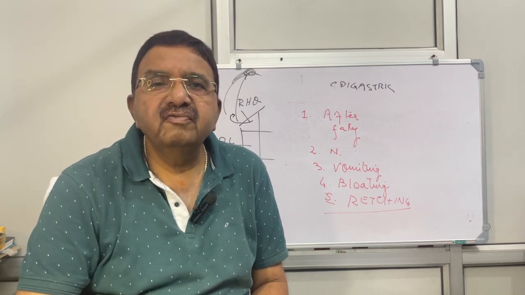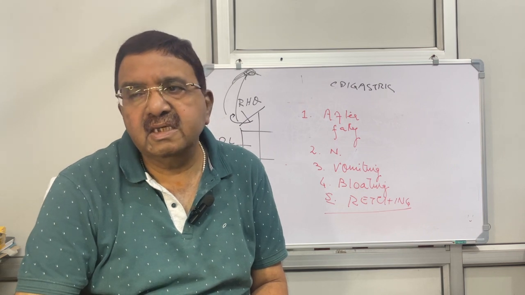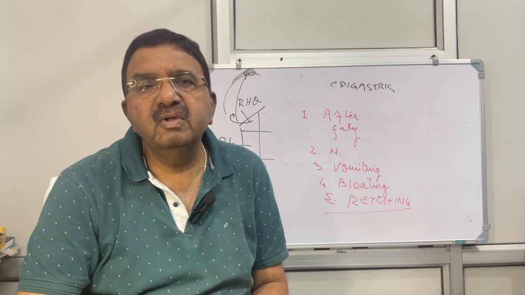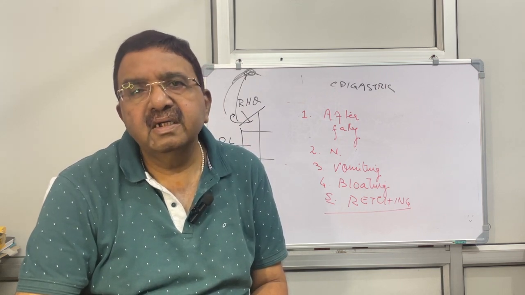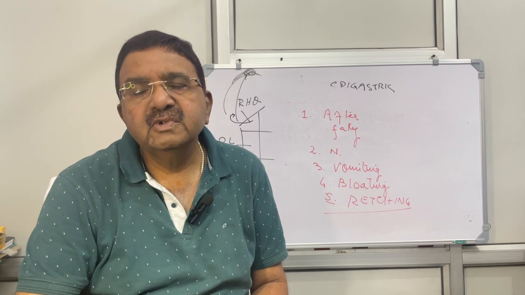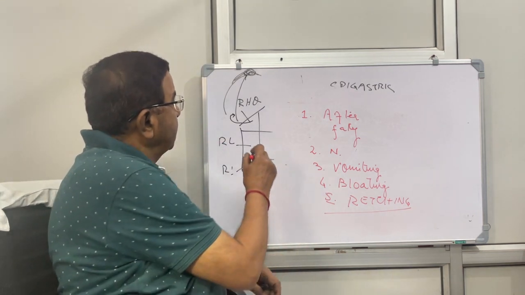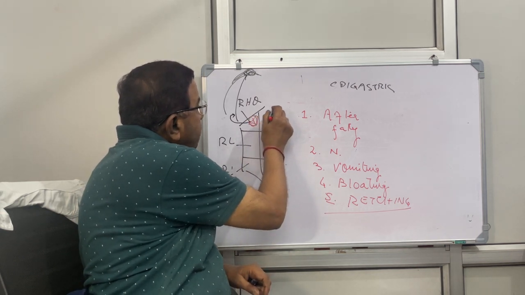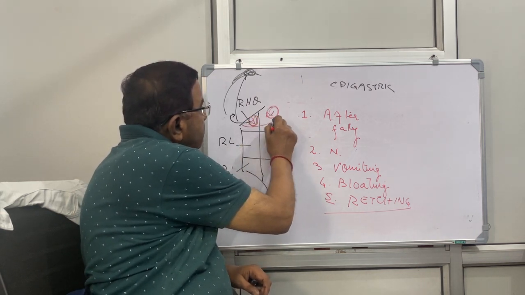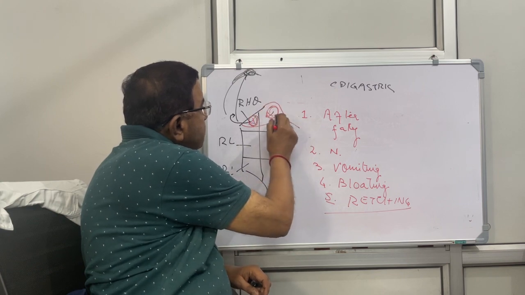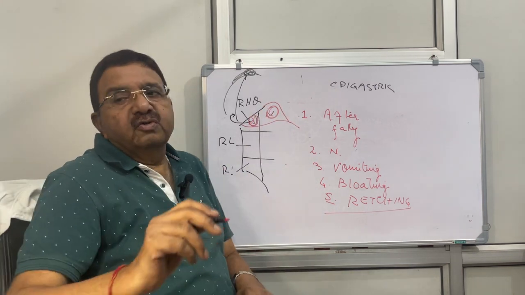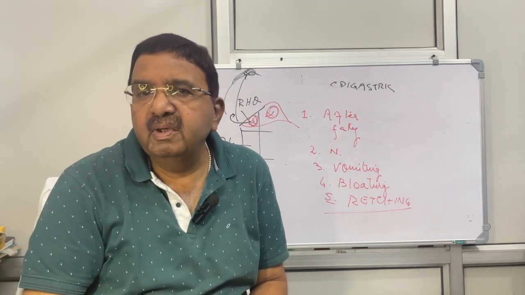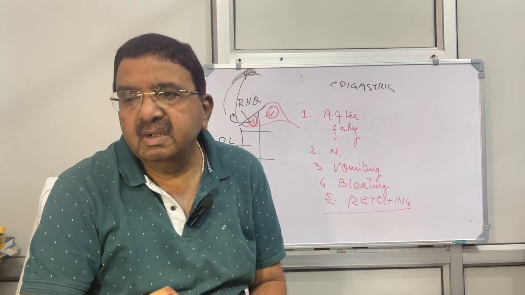Then what are the findings on physical examination? On physical examination, number 1, there will be tenderness in the right hypochondrium. So tenderness here only, or all these areas may show tenderness. So the first physical examination finding is that tenderness will be present in the upper part of the abdomen.